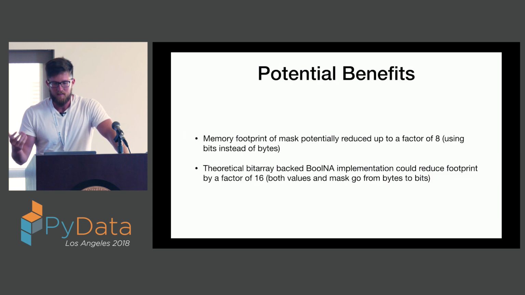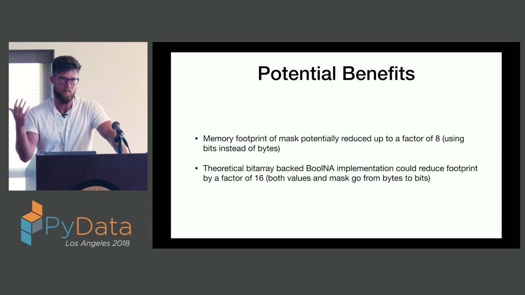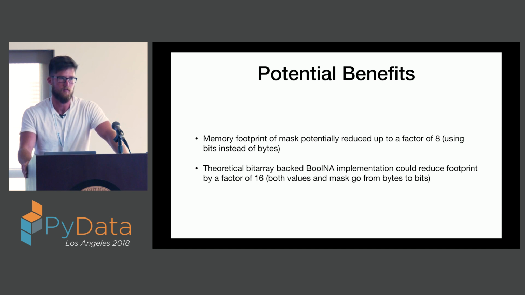So why would we do something like that? Well, I touched on this before. If you do this correctly, you can get really significant memory savings. Again, we've taken that second array, which was just a mask of 0 and 1s, and you can reduce the memory footprint of that by up to a factor of 8, simply moving from bytes to bits.